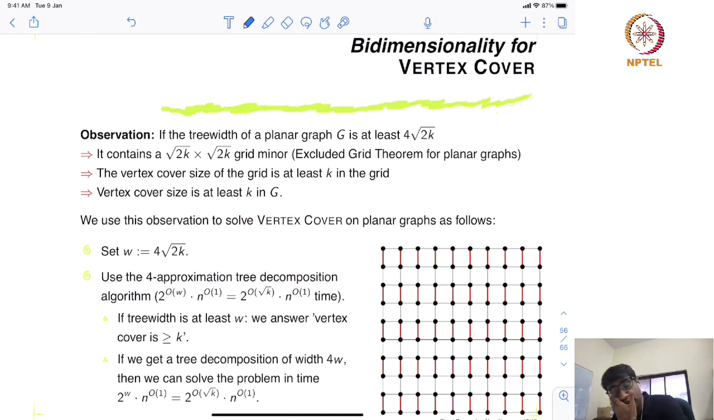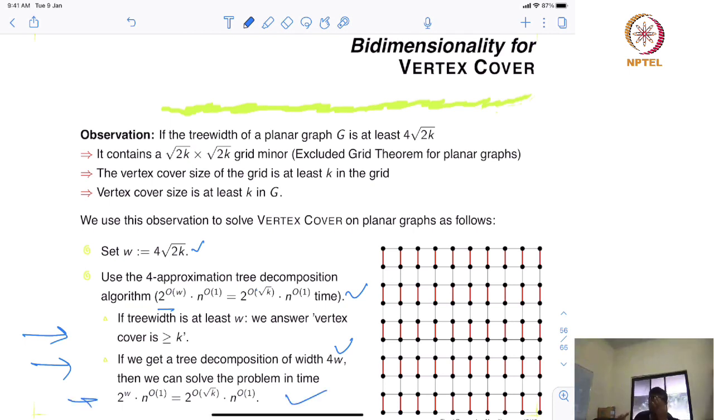So how do we use this observation to design the algorithm? You set w equal to 4 root k. We use the 4-approximate tree decomposition algorithm, running in time 2 to the power big O of w. If treewidth is at least w, we answer that vertex cover is greater than or equal to k, done. Otherwise, you get a tree decomposition of width 4w, then you solve your problem in time 2 to the power big O of w. So you are done.